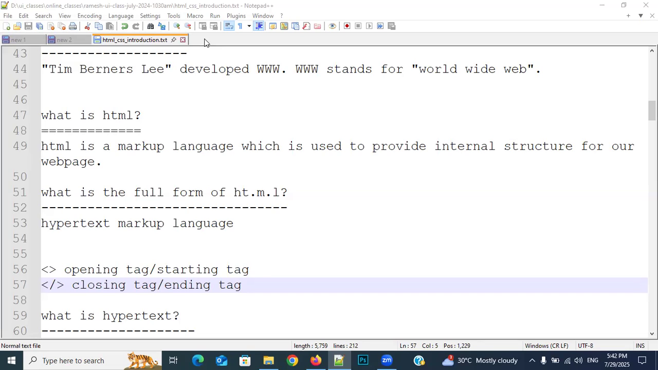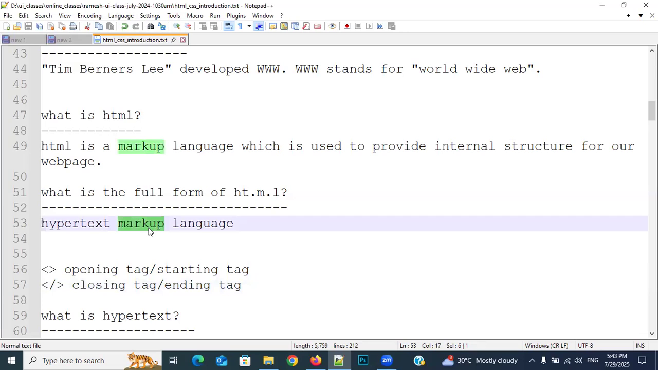If you want to read first, we need to recognize it or not. For example, if I ask you to read this, what will you read? Markup. Why? Because you know this. You are able to recognize this: what the letters are, what the spelling is and what the meaning is. That's why you are able to pronounce it. In the same way, the browser also has to understand what language it is. How can it understand what language it is? Because of the extension.